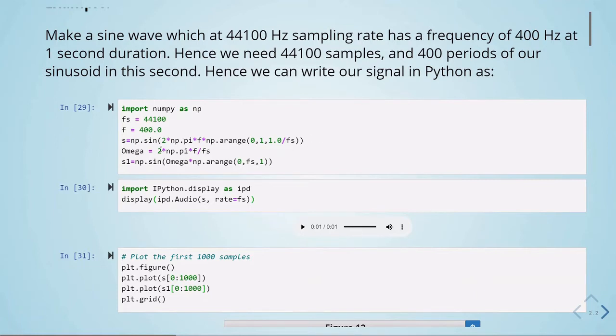But we can also define our normalized frequency. This omega is the angular frequency divided by the sampling rate, where the angular frequency is equal to 2 pi f.